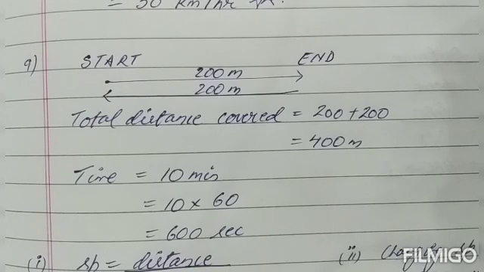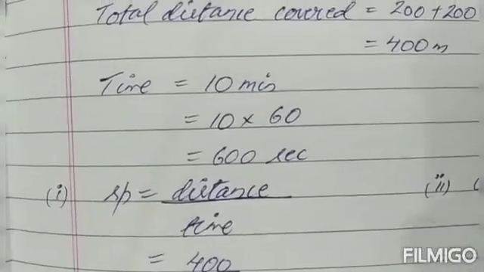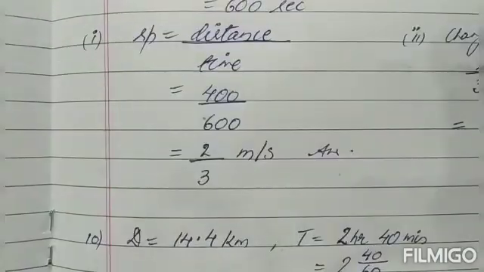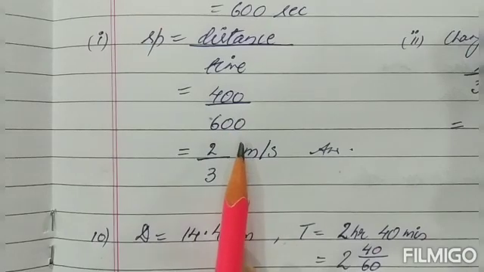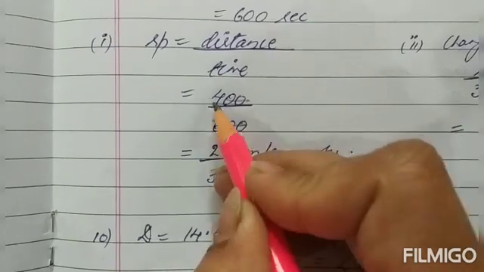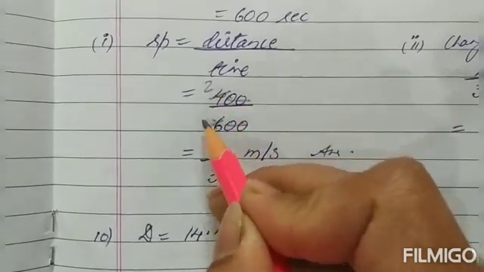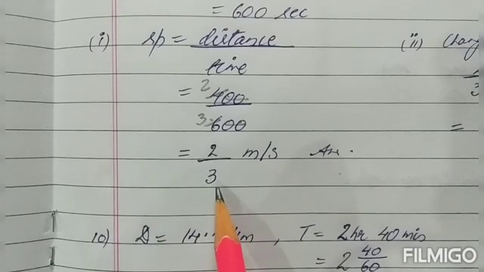Now we will calculate the speed, children. Putting the formula, speed is equals to distance upon time. Now distance is equals to 400, time is 600. You reduce it, children. I can cut all the zeros together, and then 2 2s are 4 and 2 3s are 6. So 2 upon 3 meters per second. I'll leave it like this only, children.